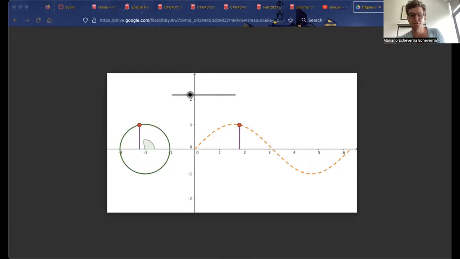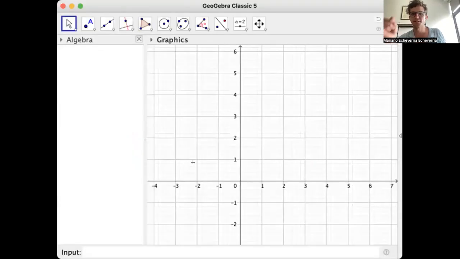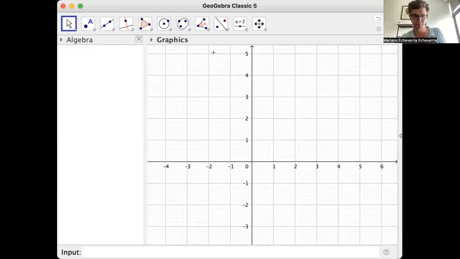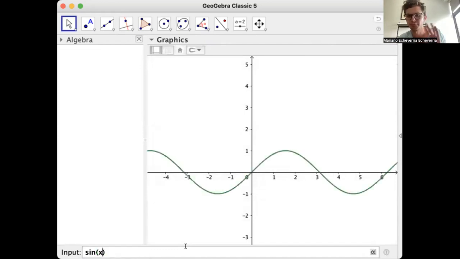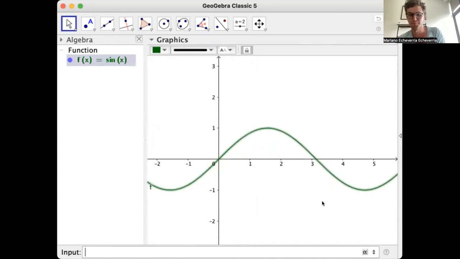Now, let's go to GeoGebra. The thing is, on a circle, if you keep walking, you return to your starting point, so this pattern would repeat itself forever. That's why you say that the sine function is periodic, because it returns to the same place eventually. So when you graph the sine of theta, for GeoGebra you have to put sine of x. That's not too important for now.